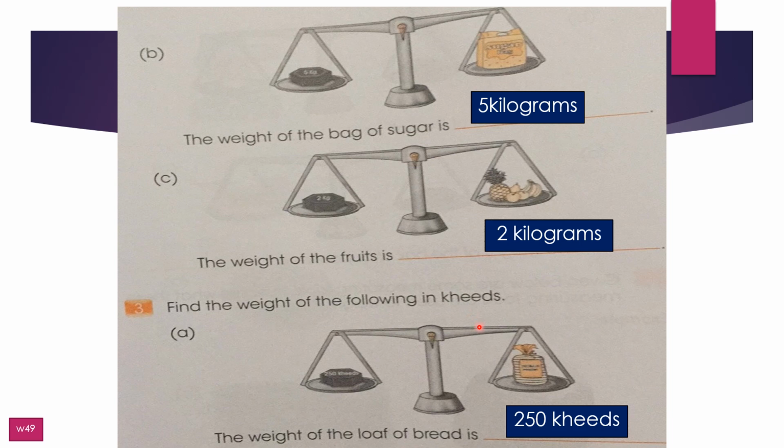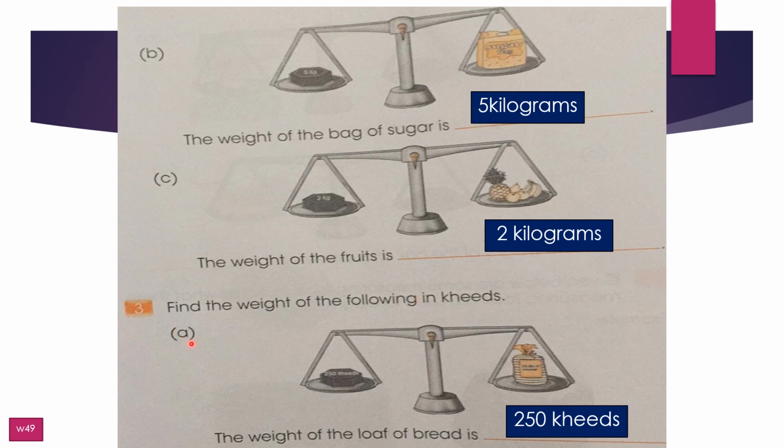And number 3, find the weight of the following in kids, not in kilograms, no, because kids is smaller. Okay, in kilograms, so smaller weighing type of, we can say it is lighter. The use of kilogram is, we can say, heavier than the kids, measuring the weights of the kids. Okay, number 3, find the weights of the following in kids.